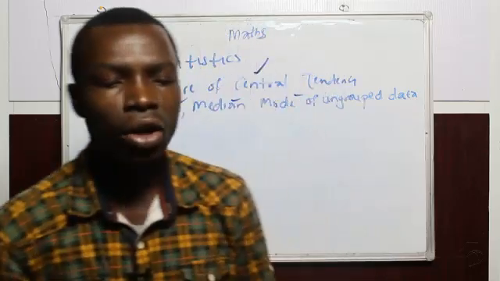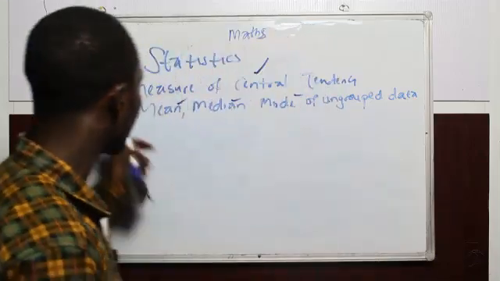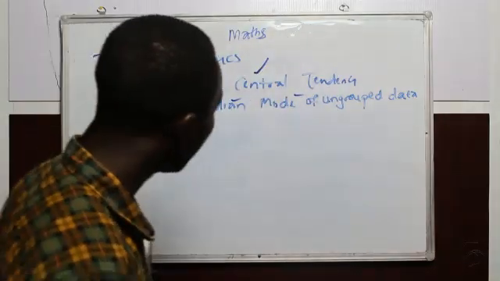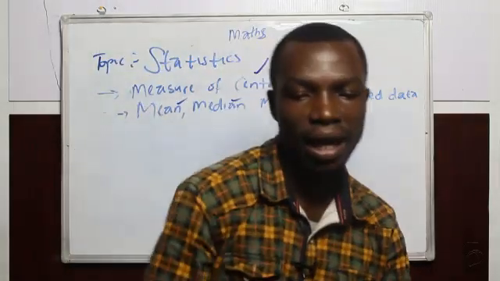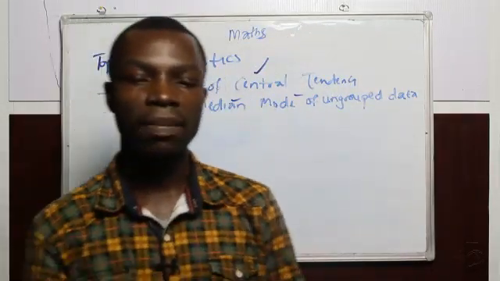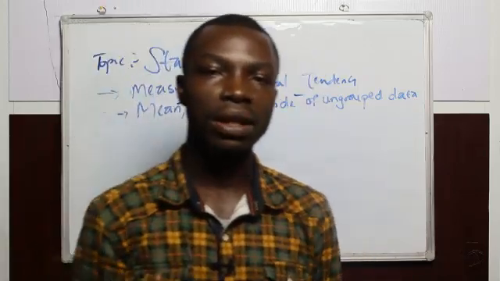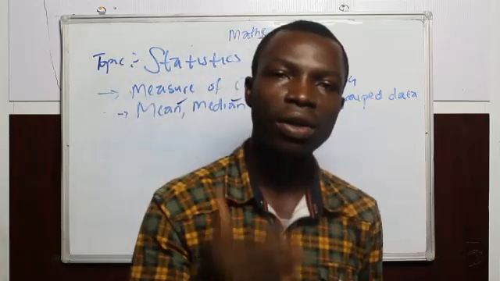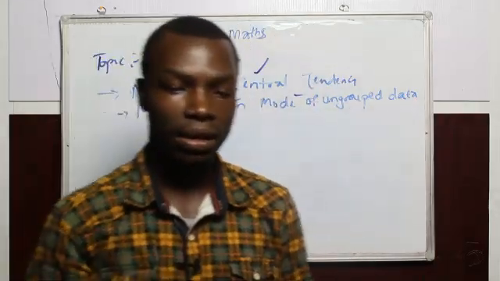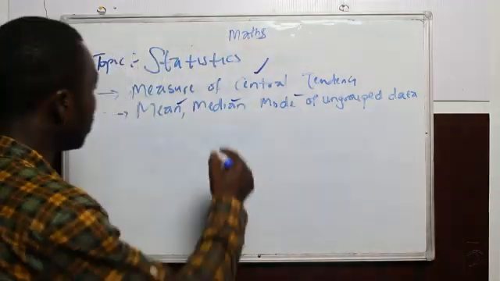Now, there are three commonly used measures of central tendency. These are the mean, the median, and the mode of ungrouped data. Others are the quartile, the percentile, decile, geometric mean, and harmonic mean. But we are going to be centering our focus on the mean, the median, and the mode. Number one, mean.